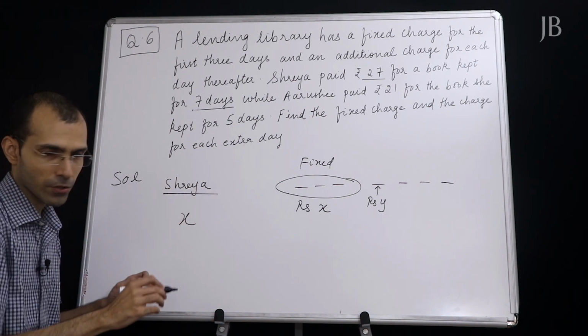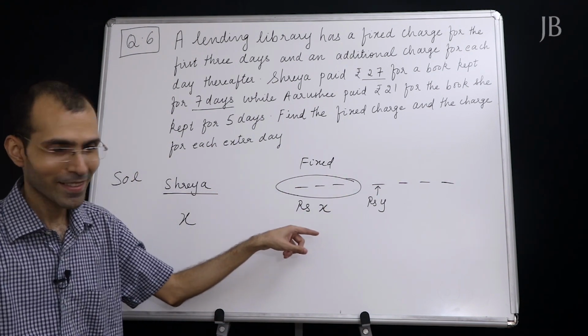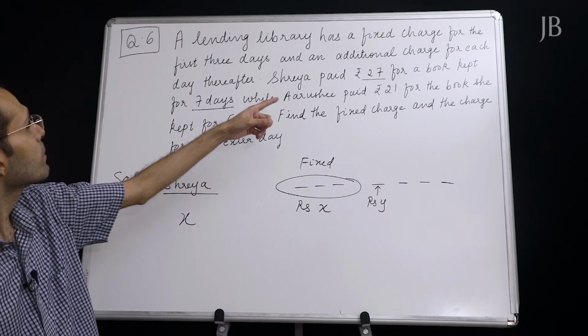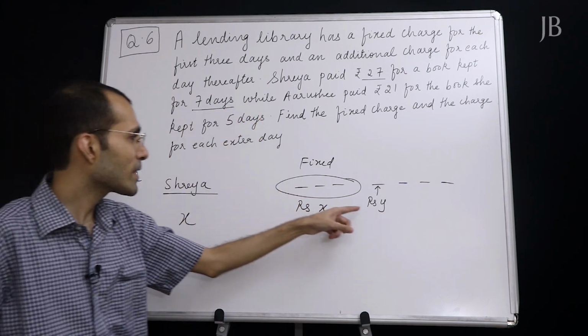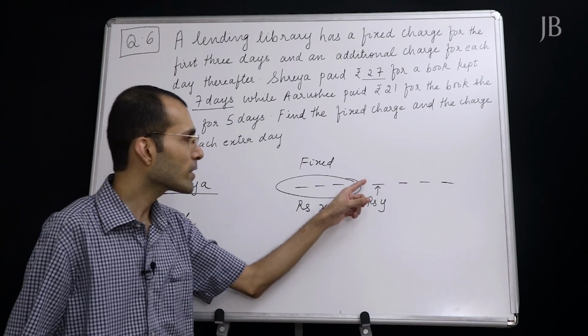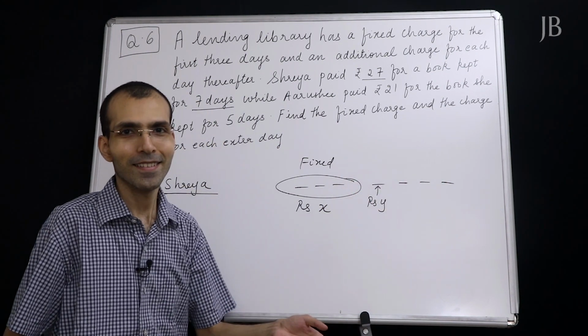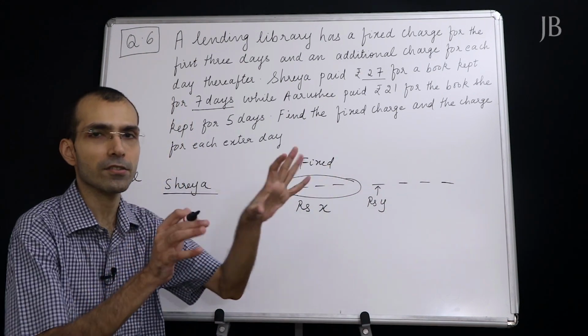That is a fixed charge. That fixed charge takes care of 3 days. But Shreya has taken the book for how many days? 7 days. So she is liable to pay rupees Y per day for the next 4 days only. Not for all 7 days, because for the first 3 days there is a fixed charge X.